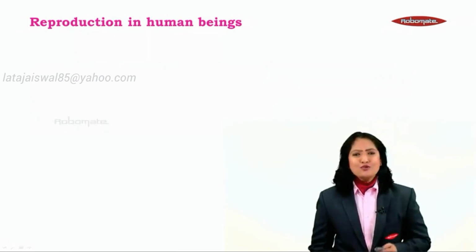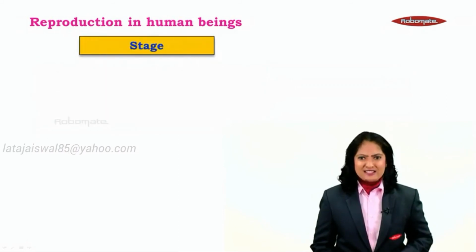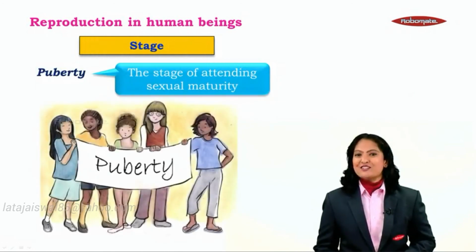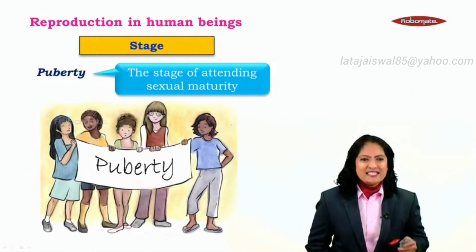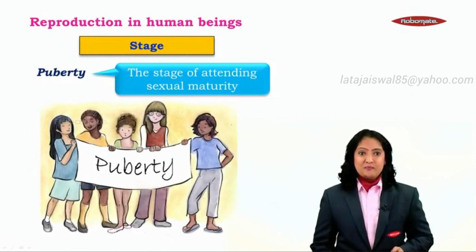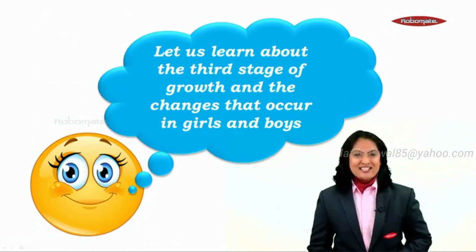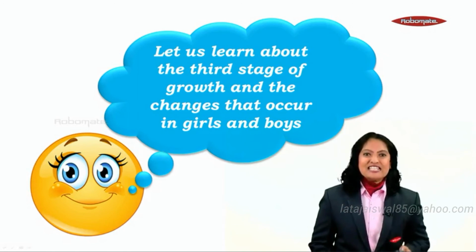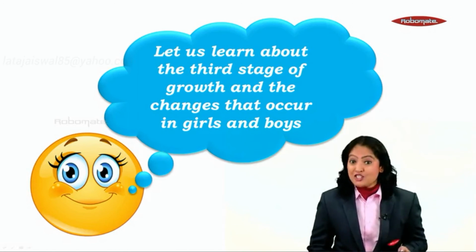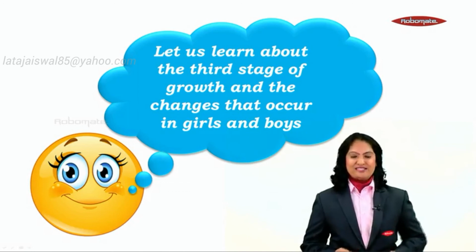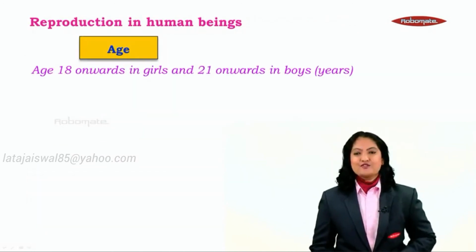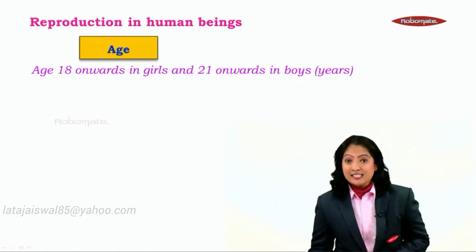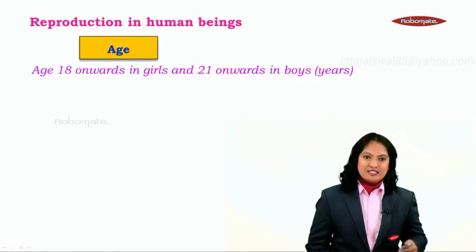Now, what would we call this stage? This stage is called the stage of puberty, the stage of attaining sexual maturity. Now, after this second stage, let us learn about the third stage of growth and the changes that occur in girls and boys. Students, this phase is from age 18 onwards in girls and 21 onwards in boys.